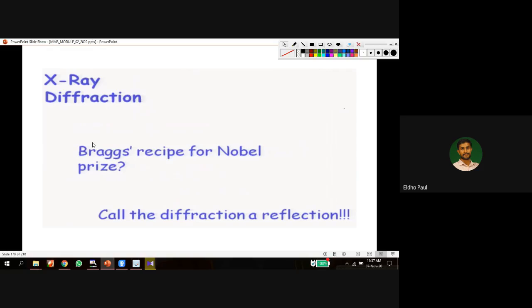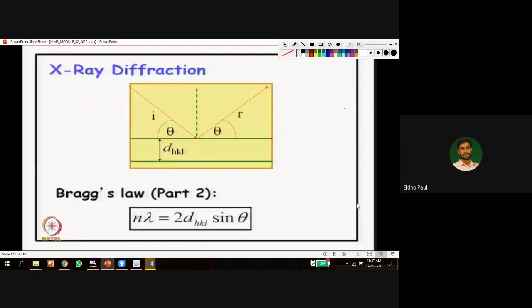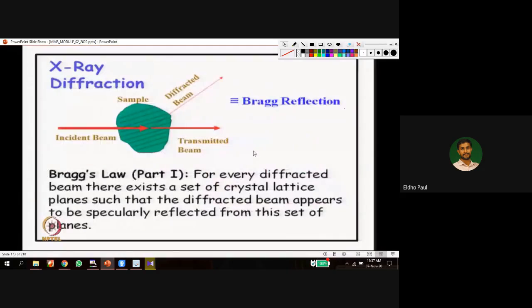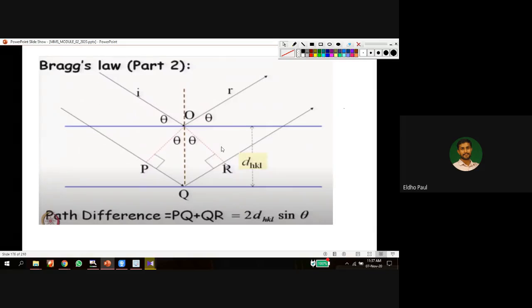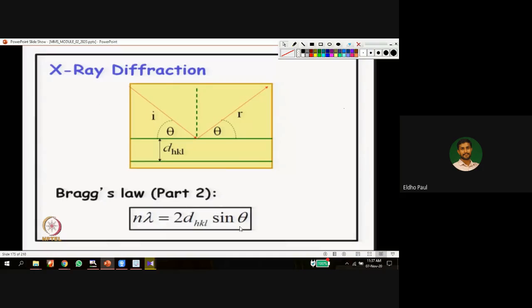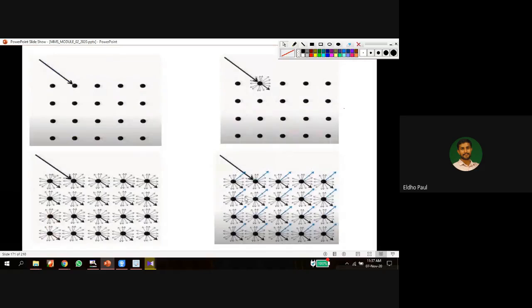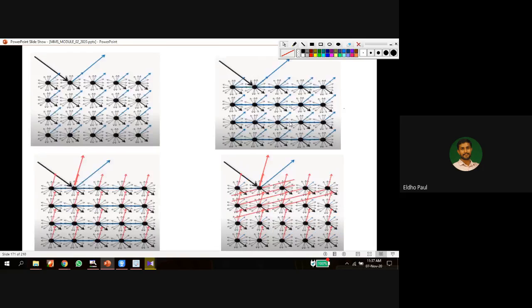And it's a very simple experiment, but he got a Nobel Prize, and it's a very important experiment. The conclusion from this experiment: he called diffraction a deflection. From his experiment, he concluded that diffraction is equal to deflection. And from this, he developed the equation N lambda is equal to 2D sin theta. So that is the X-ray diffraction. Based on this, we can determine the interatomic distance, and we can study the microstructure or crystal arrangement of the material.